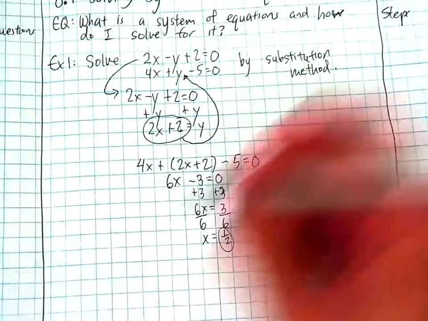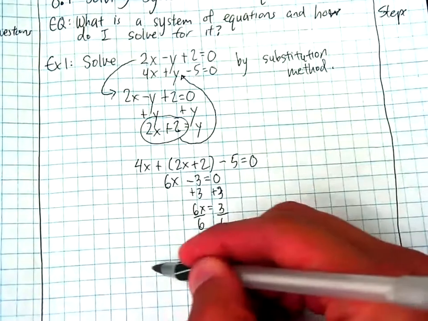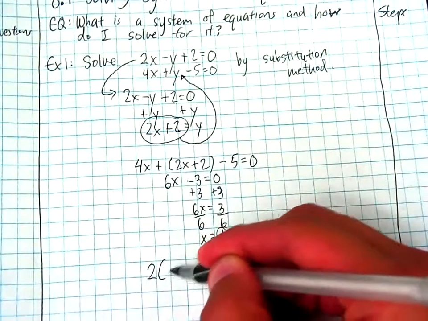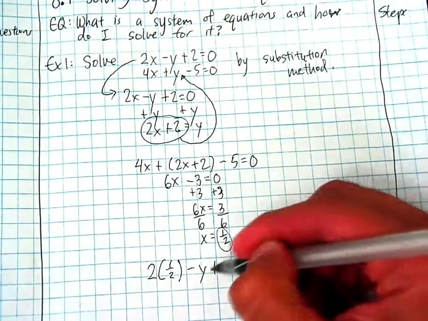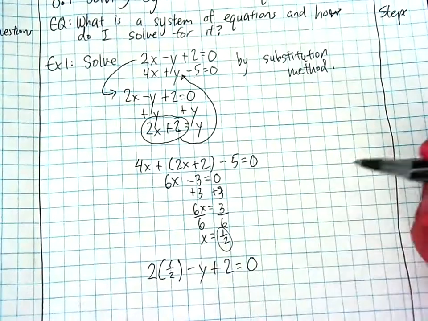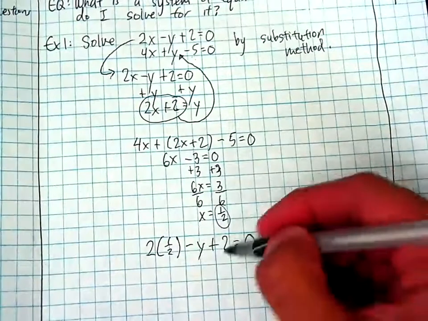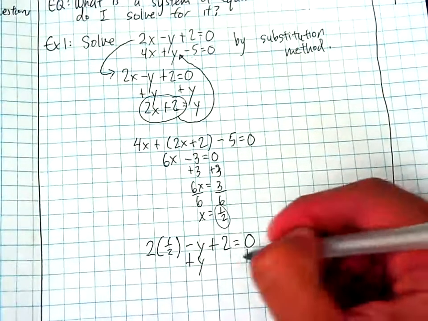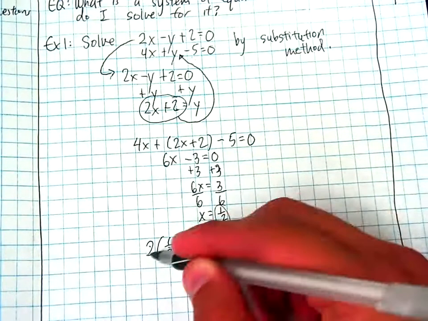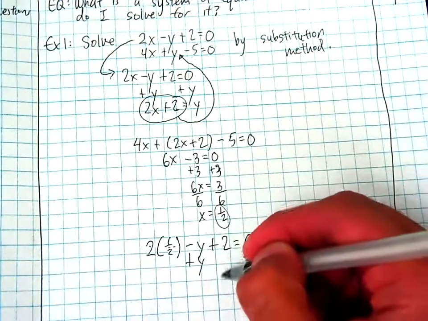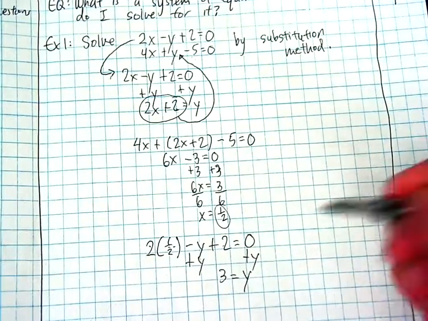I'm going to plug in, so let's do the top equation. So it'll be 2 times x, and I know x is 1/2, then minus y plus 2 equals 0. Okay, so to solve, I'm going to add y to both sides, and I'll have 2 times 1/2 plus 2. So 2 times 1/2 is 1, plus 2 is 3, so 3 equals y.